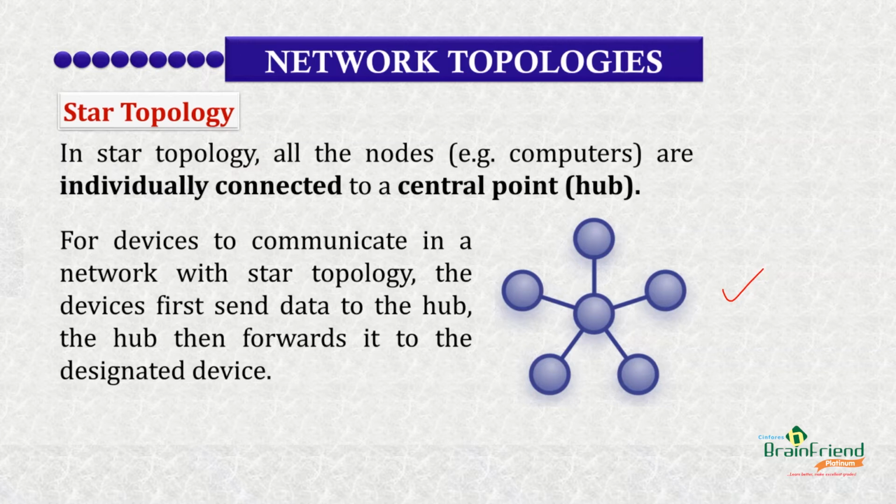In the star topology, all the nodes, which are these, are connected to a central point, which is a hub. This hub serves as a server. As you can see, all nodes are connected to the hub, which serves as a server. And as it pertains to communication in the network, any device that wants to communicate with another device first sends the data to the hub, and the hub forwards it to the designated device.